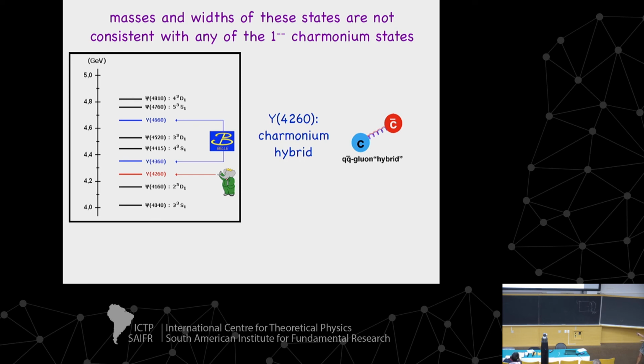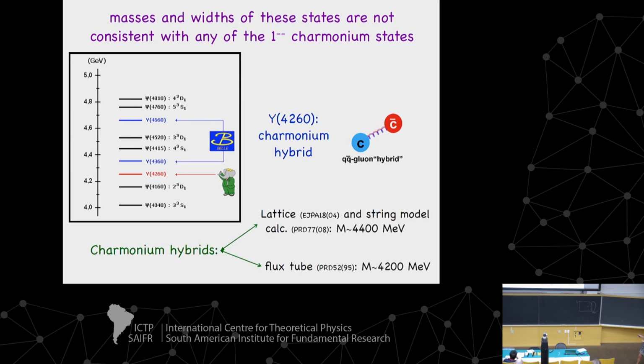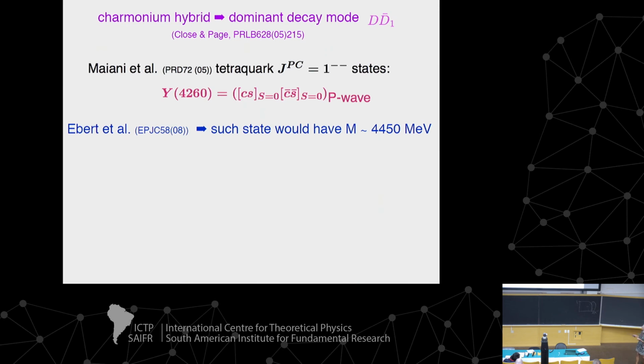Another explanation could be that Y is a charmonium hybrid, with a gluon here. But if you look at lattice calculations and string model calculations, we see that the mass is much higher than the observed mass, although in the flux tube model the mass is compatible. But there are other problems. If it was a charmonium hybrid, there is a calculation that shows that the dominant decay mode should be into D mesons, not J/psi pi plus pi minus.